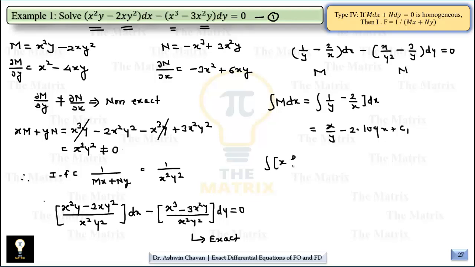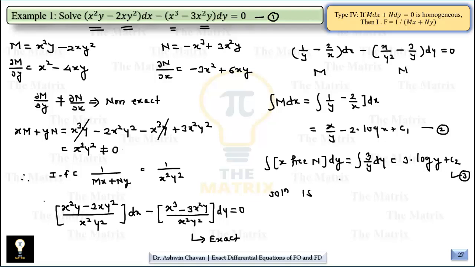Now any term which is free from x in N is integrated secondly with respect to y. So the first term contains x upon y square, so it contains x, so we will not take it. But the second term, which is minus of minus 3 by y, which is plus 3 by y, is of our use. So it will come as 3 by y dy. So 3 is constant, 1 by y is integrated as log y plus c2. So this is equation 2 and this is equation 3. So the solution is the addition of equation 2 and 3.